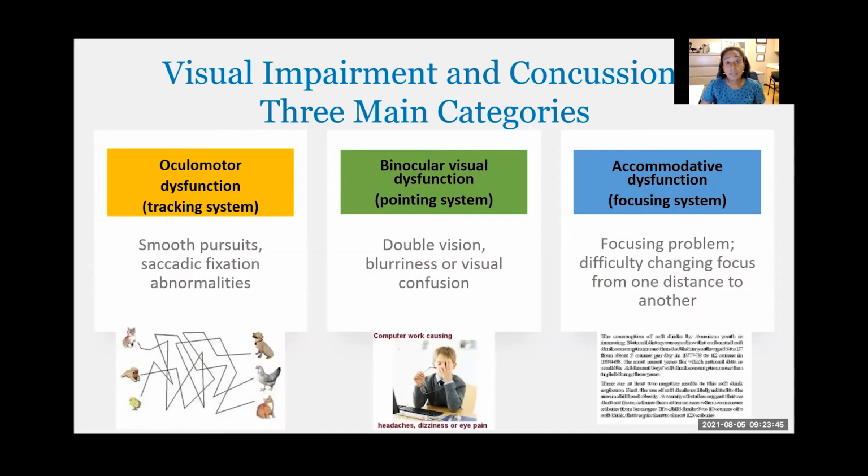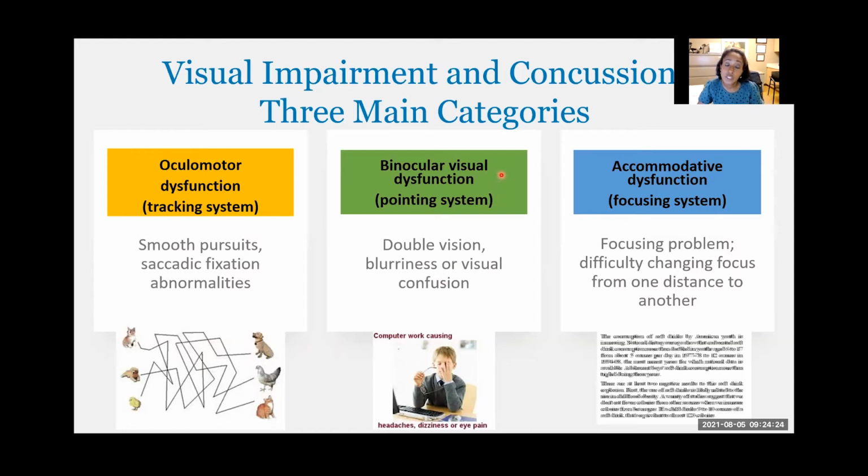So when they are seen by a neuro-optometrist or another qualified subspecialty, many of the visual problems will fall into one of these three categories. So we have ocular motor dysfunction, a dysfunction of the tracking system. So doing things like smooth pursuits and saccadic eye movement fixations are difficult. Here in this example, following these little small animals to the adult version, following that line from the puppy up to the dog is easy for me, but definitely more difficult for someone who's having some ocular motor dysfunction.